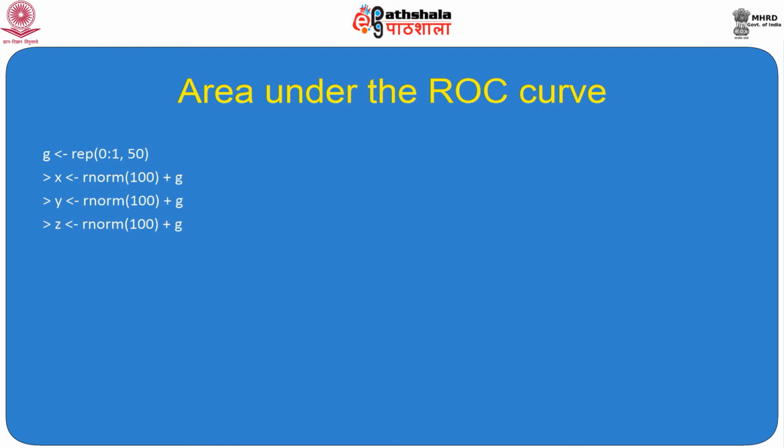Here, as an illustration, we are generating data. x is drawn from a normal distribution, rnorm(100) plus g, where g is taken as replicates of 1 to 50. y is again drawn from rnorm with 100 and g, and z is again obtained from the normal distribution. So here we have three variables x, y, z, and all three are highly correlated.